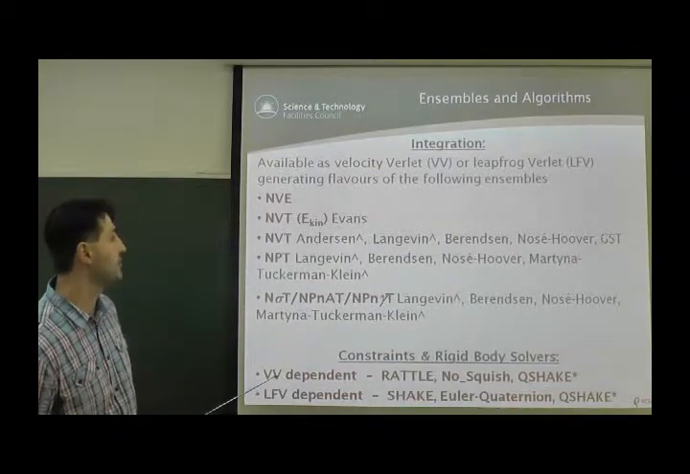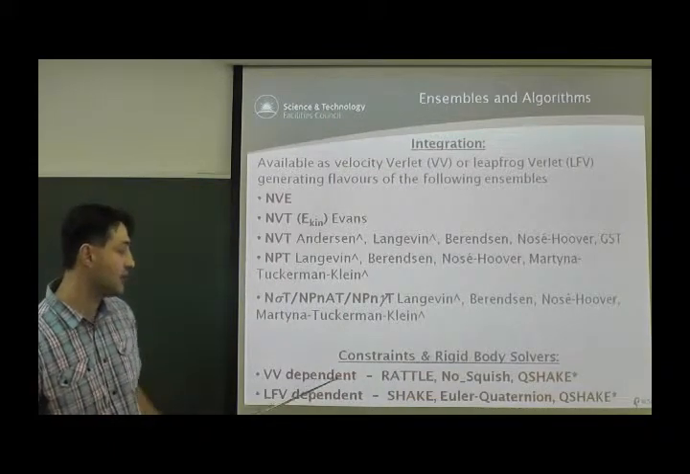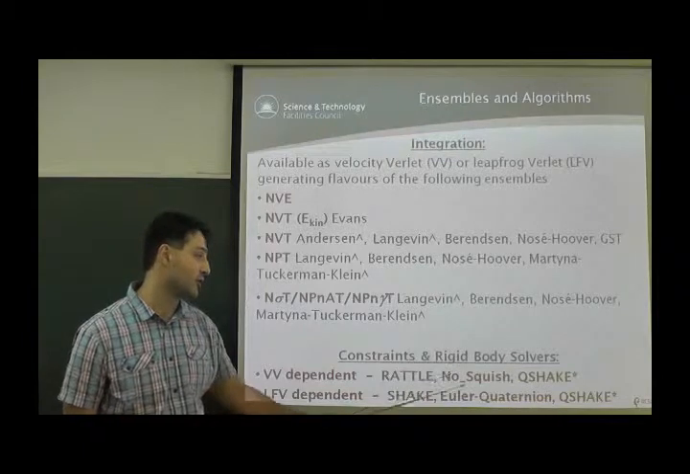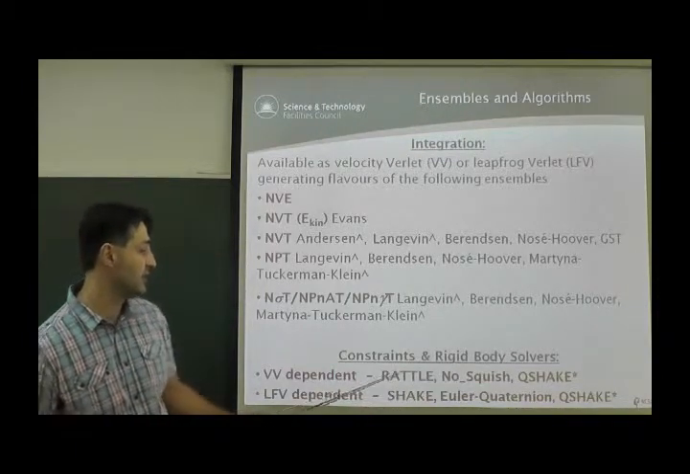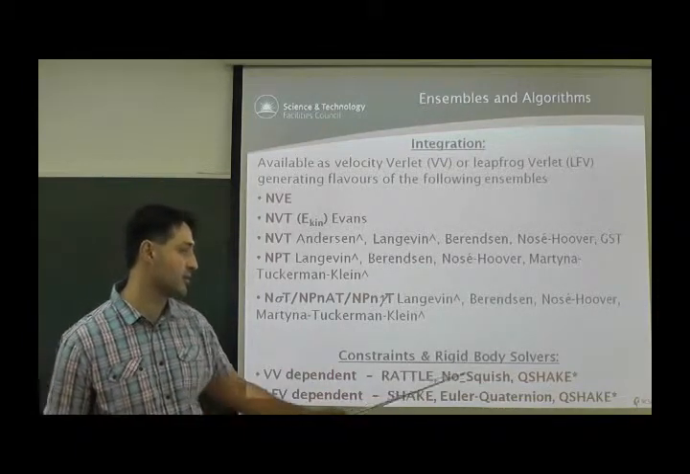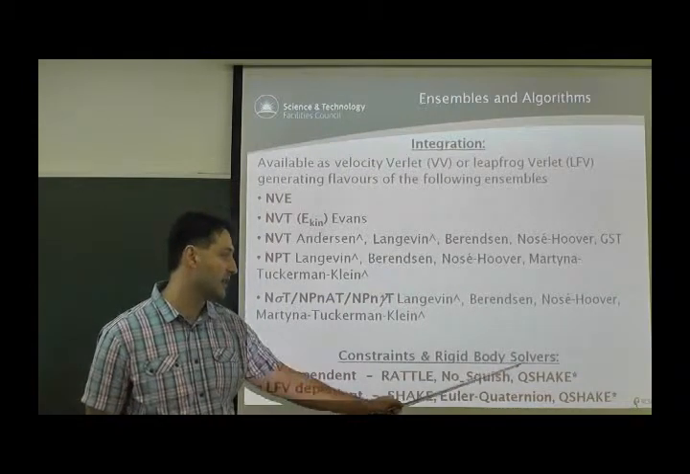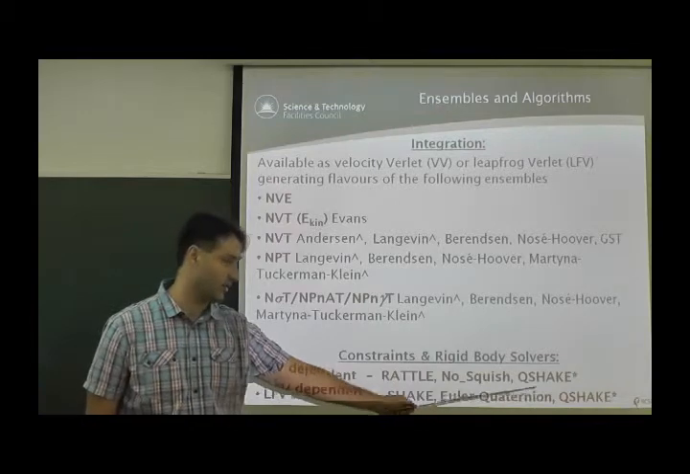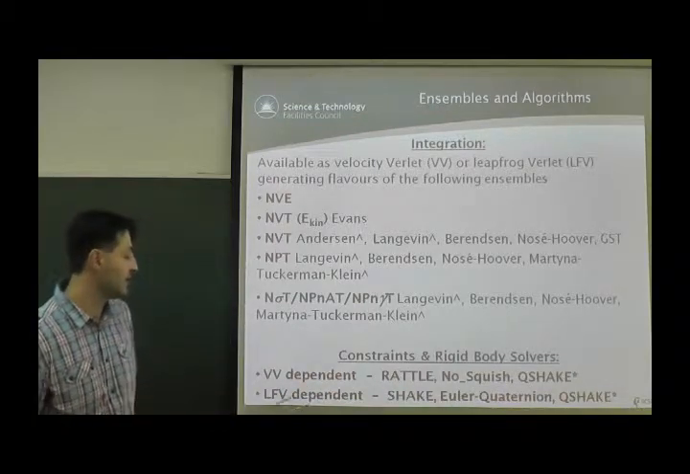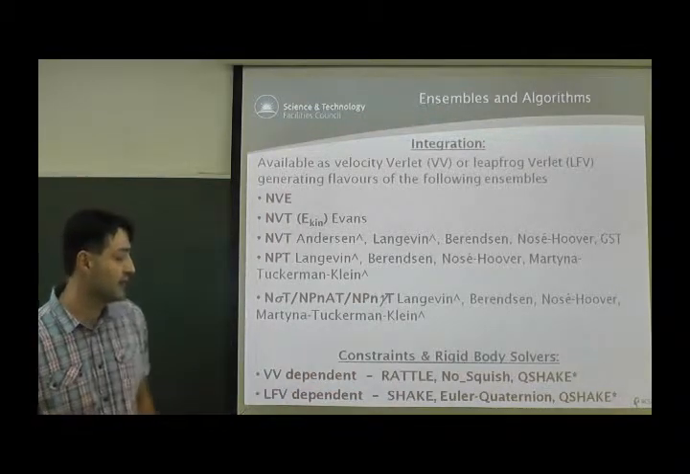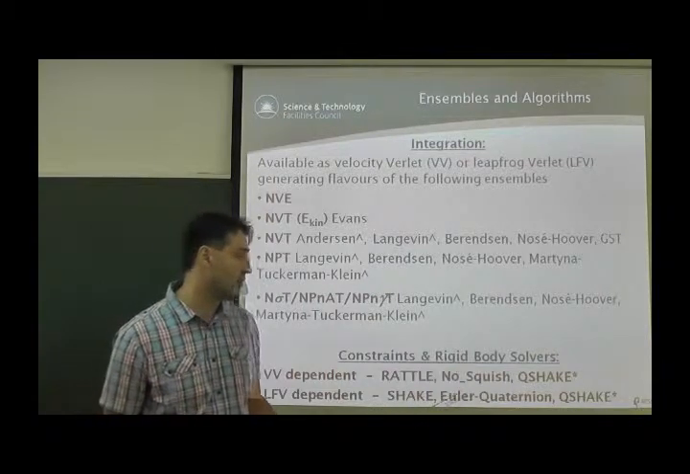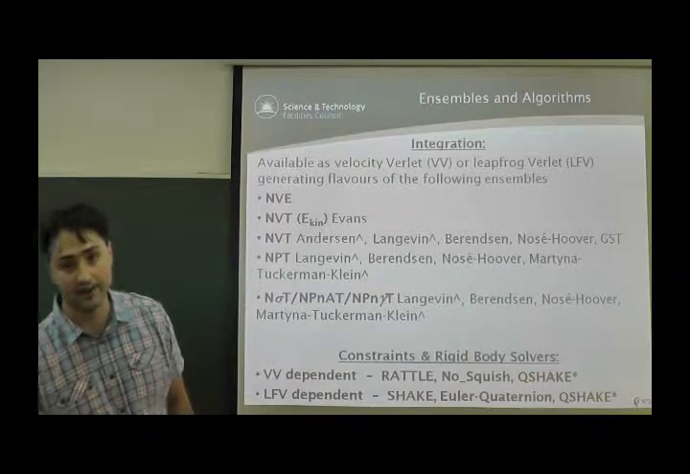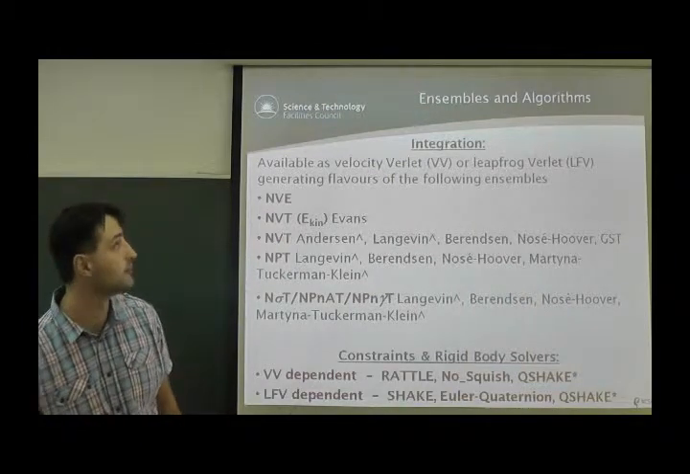For the velocity Verlet dependent algorithms, we have RATTLE and NOSQUISH for the rigid bodies. So RATTLE is for the constraint solvers, NOSQUISH is for the rigid body solvers. And if we have rigid bodies with constraints, we have Q-shake, only available in DL Poly Classic. The corresponding algorithms in Leapfrog Verlet are SHAKE, the Euler-Quaternion, and again the Leapfrog Verlet SHAKE, Q-shake.